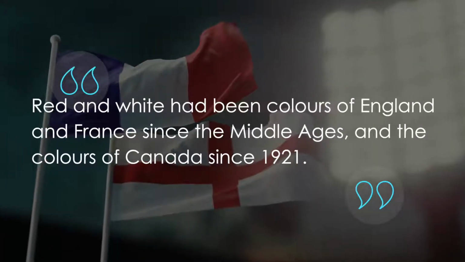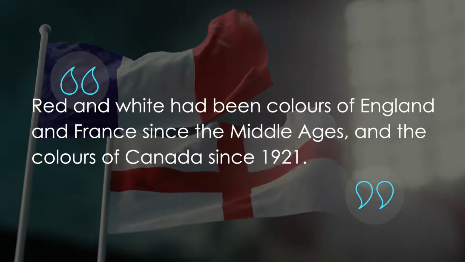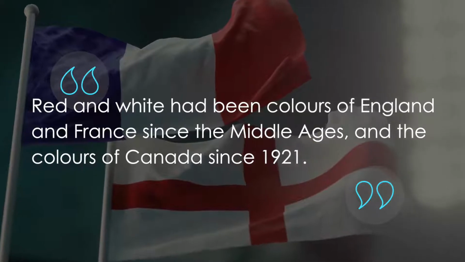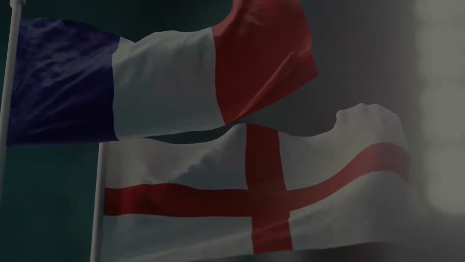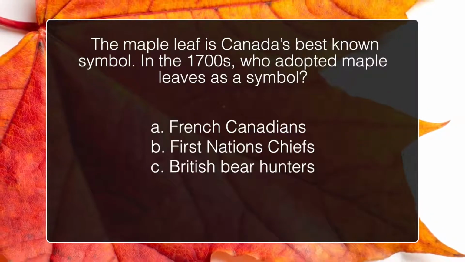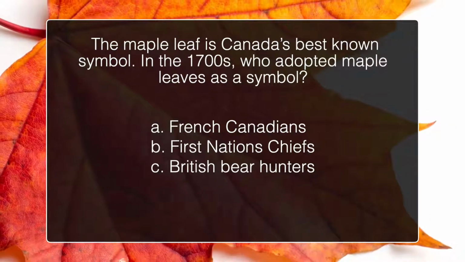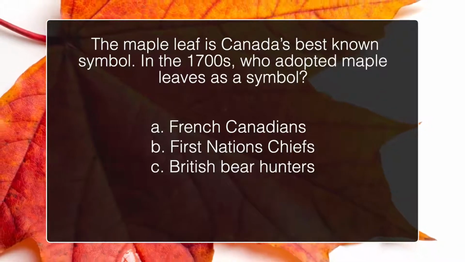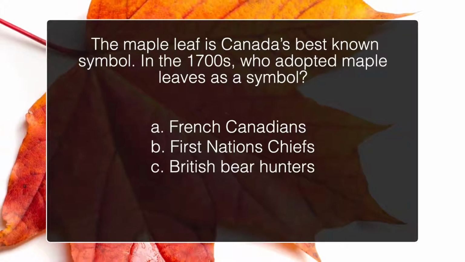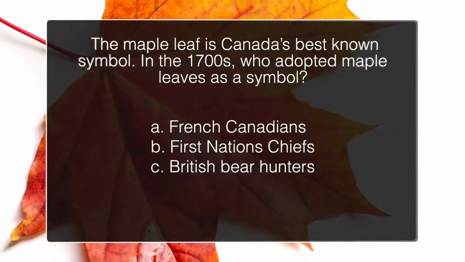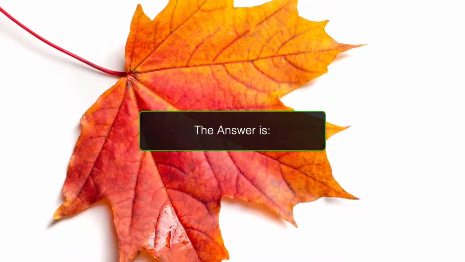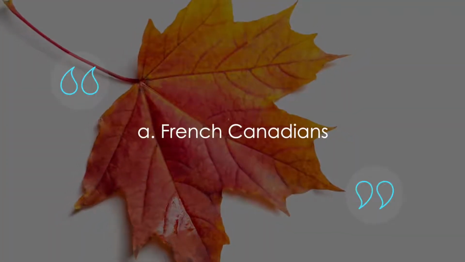Red and white had been colours of England and France since the Middle Ages, and the colours of Canada since 1921. The maple leaf is Canada's best-known symbol. In the 1700s, who adopted maple leaves as a symbol? French Canadians, First Nations chiefs, British bear hunters. The answer is French Canadians.